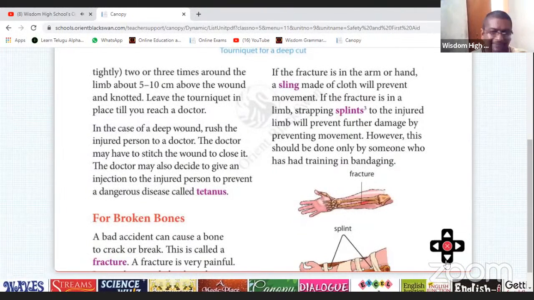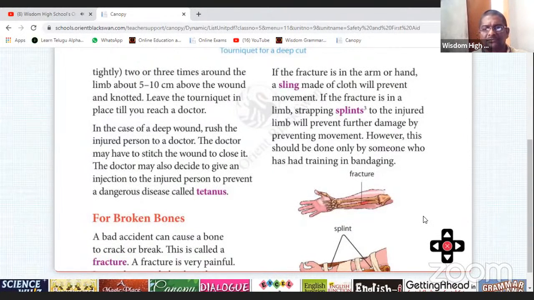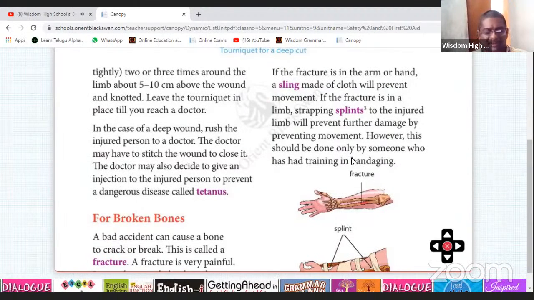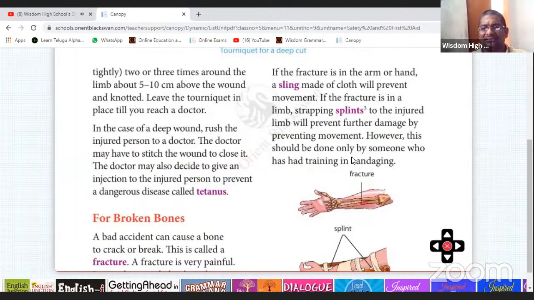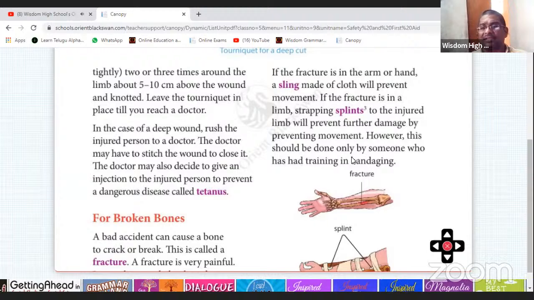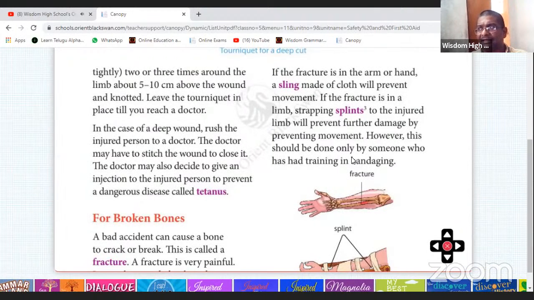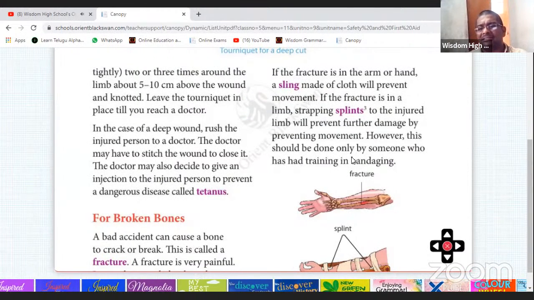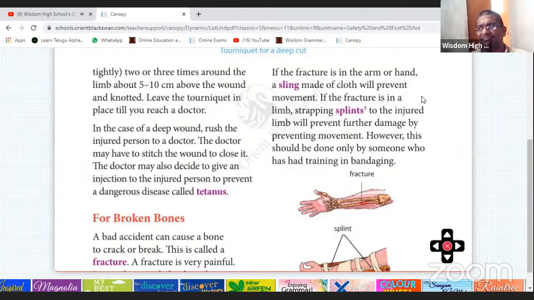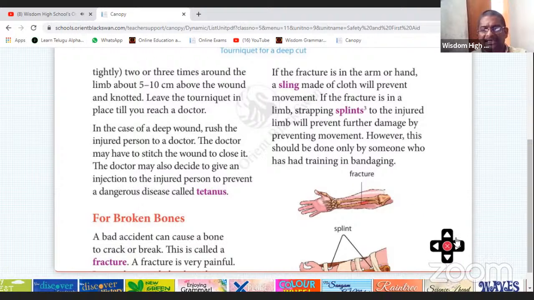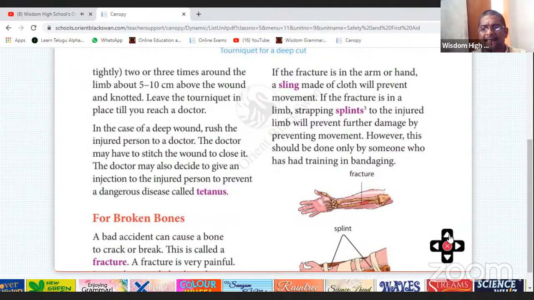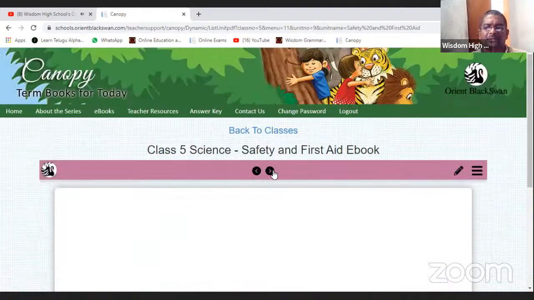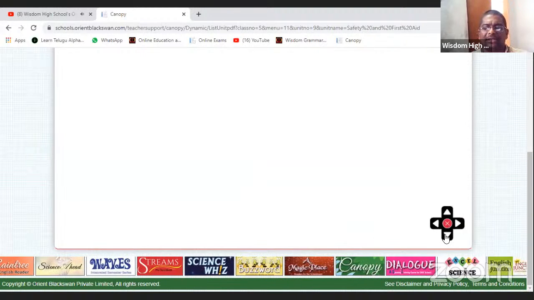Next, now concentrate here. If you have the proper knowledge of how to apply the bandage over the fractured bone, with the support of the wood, then you can do it. The orthopedic doctor can do that, okay. Who has had training in bandaging? Yes. If you have proper knowledge, we can provide it. Next, now. Yes, now you can identify, children.